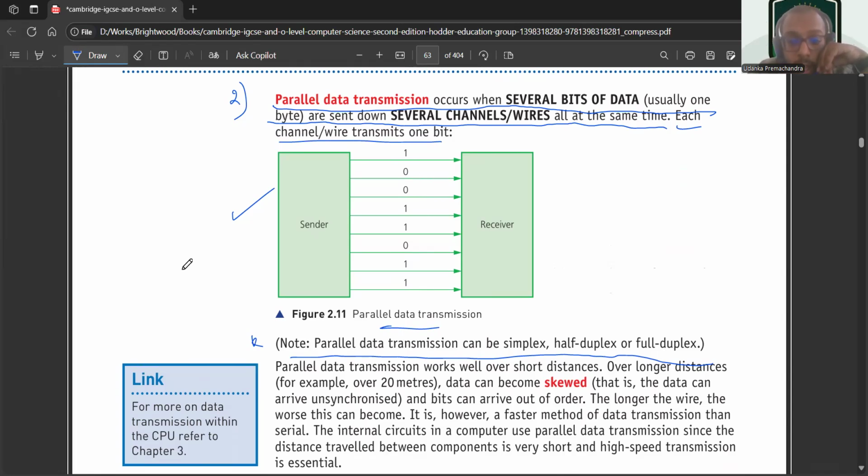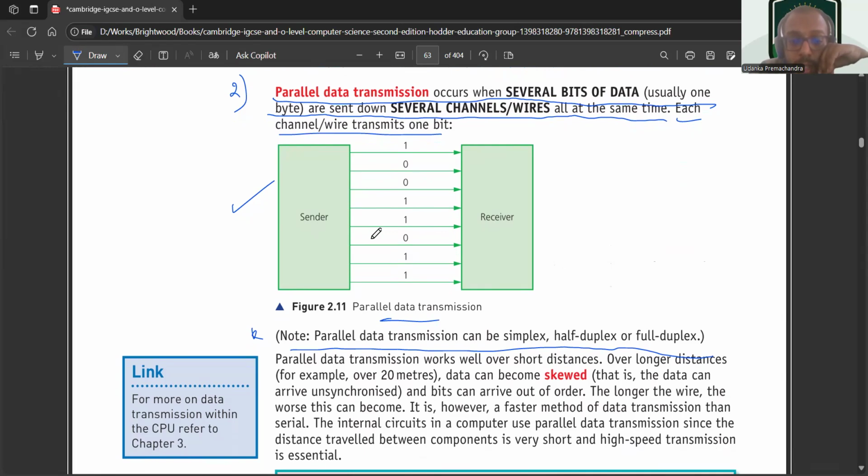They arrive out of order. The longer the wire, the worse it can become. However, it is a faster method of data transmission than serial. It is very effective compared with the serial one. Okay, write down this underlined part quickly. Write only the underlined parts.